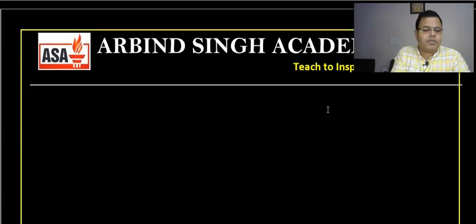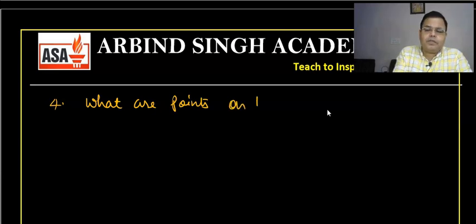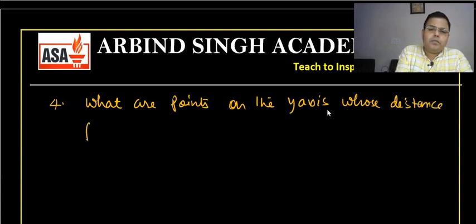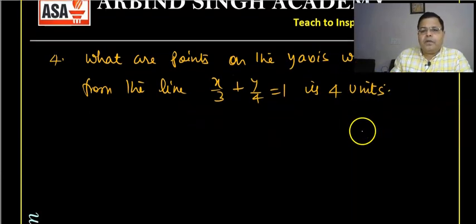Now the next one is question number 4. Try to understand. What are the points on the y-axis whose distance from the line x by 3 plus y by 4 is equal to 1 is 4 units? So here the equation of line is given, and you have to calculate a point on the y-axis.